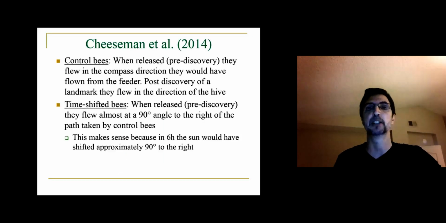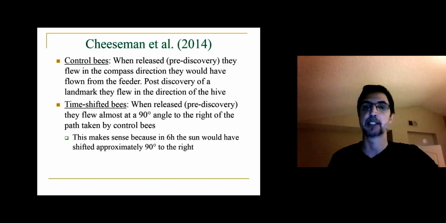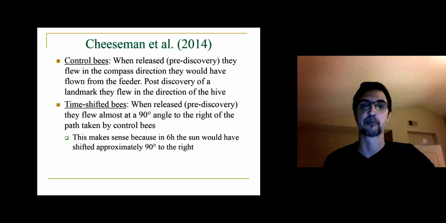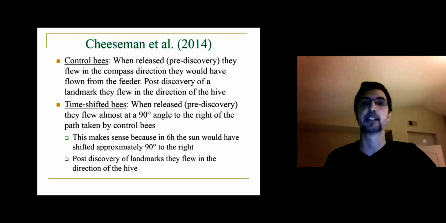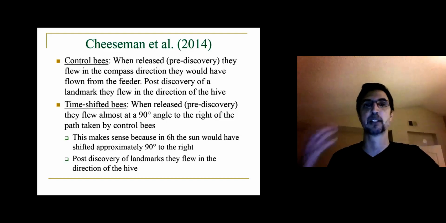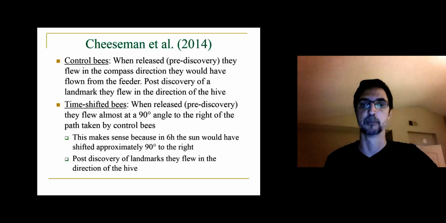This makes sense on the assumption that they were relying on a sun compass, right? It makes sense because in 6 hours, the sun would have shifted approximately 90 degrees to the right. So you'd expect them to fly 90 degrees to the right of the control bees. But once they discovered a landmark that they recognized, they were also able to overwrite this erroneous sun compass and make their way home.